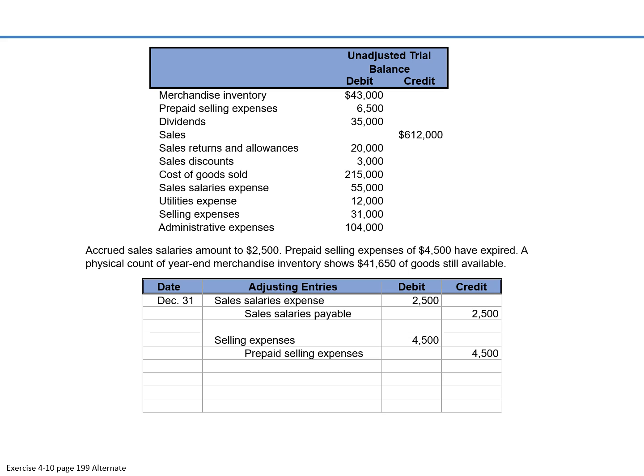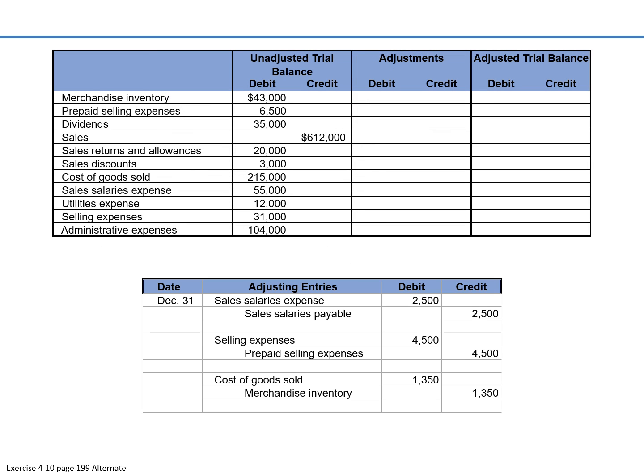Physical count of inventory shows that there's $41,650 in the account. We started on our unadjusted trial balance with $43,000. $43,000 less $41,650. We're going to debit cost of goods sold and we're going to credit inventory. All right, then we post all of our adjustments in the right columns and then add across.